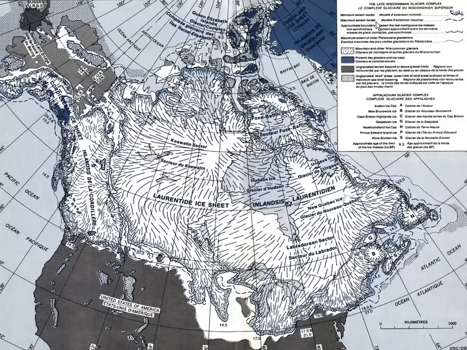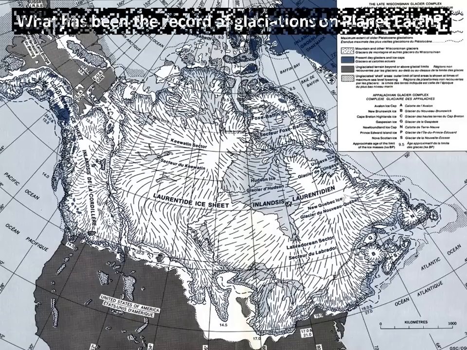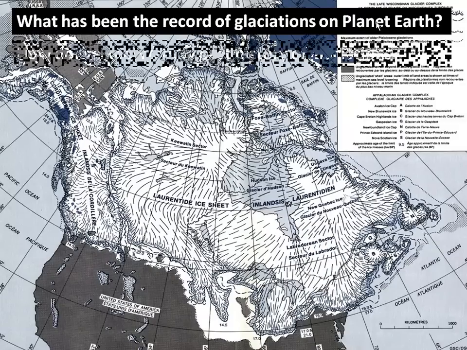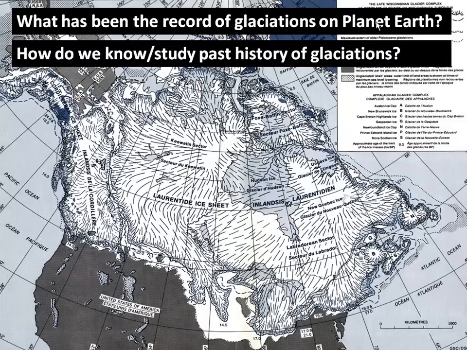You're looking at a map depicting the extent of the Laurentide ice sheet in North America during the last major ice age. And what we want to talk about in this series of videos is what has been the record of glaciations on planet Earth, not just here in the United States, but elsewhere on the planet. And then we also want to look at how do we actually study and know about past history of glaciations? What evidence is out there that allows us to actually determine the extent and the magnitude of glaciations?